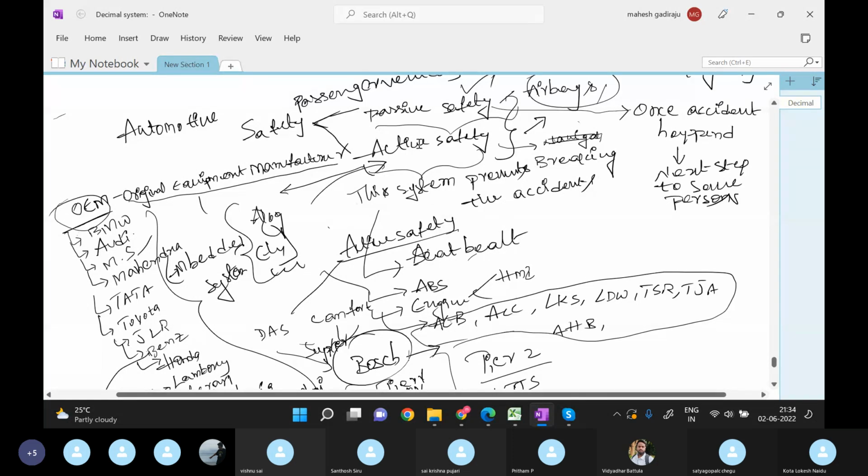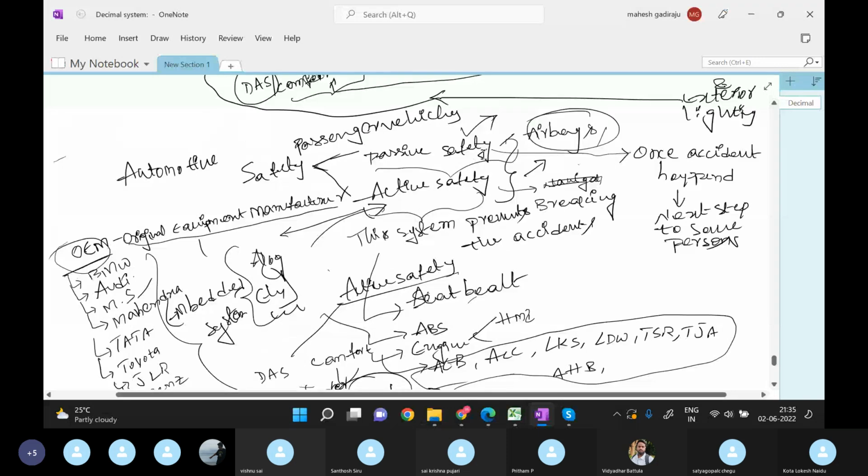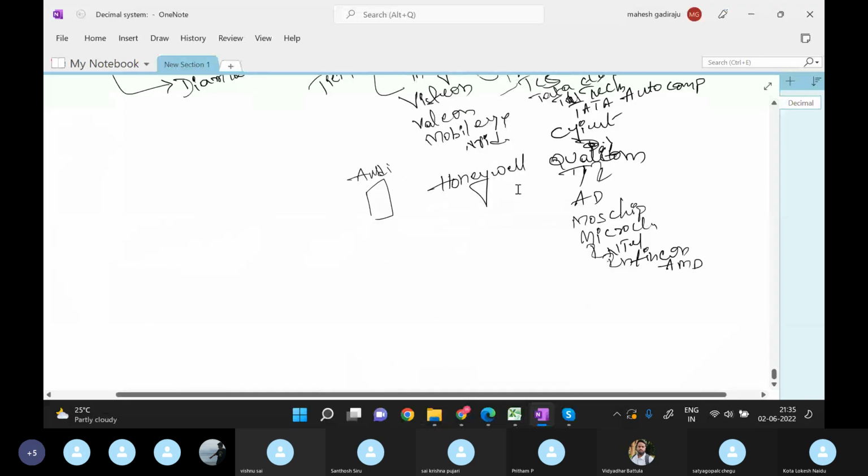We'll be seeing a couple of these active safety features, and we'll see the airbag systems in the passive safety, with these examples so that you can get what the need of embedded systems in automotive is. Got it? Guys, could you differentiate what is passive and active safety, right? Yes.